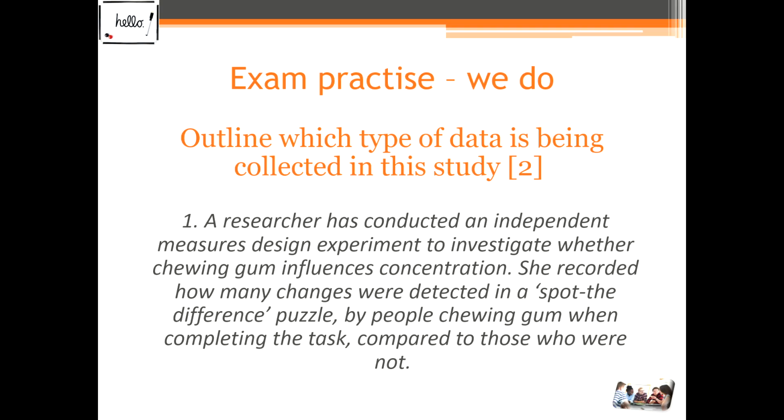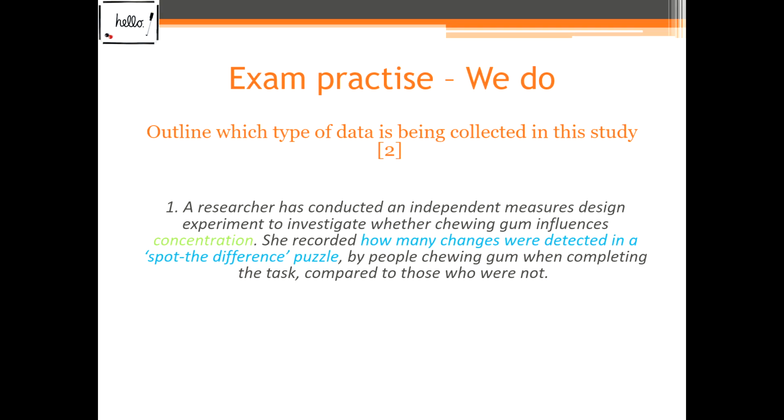And again, we need to look for what's being measured, so the DV. And in this one, it is how many changes are detected in the spot the difference puzzle. And because it's how many changes, that suggests that we've got quantitative data. So it's measuring concentration, and they're doing that by the how many changes. So we've got quantitative data. So how we would answer this is we've got to say what type of data it is, and then we've got to give an example.